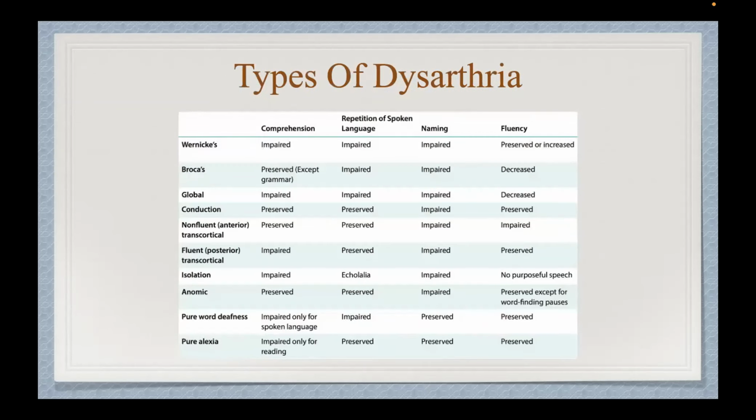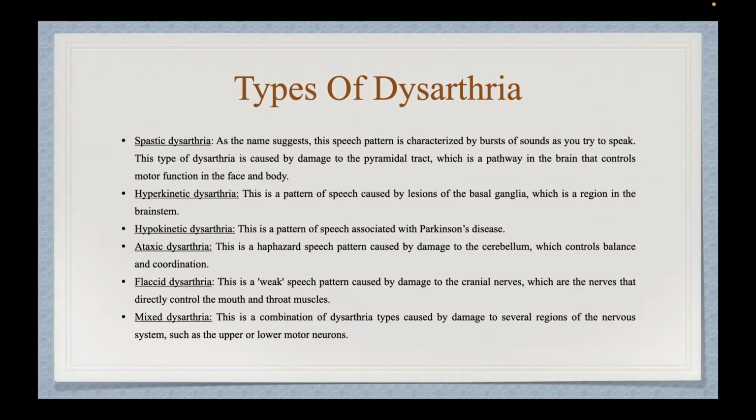The types of dysarthria, again, Broca's can be responsible. There are other factors as well. In conduction aphasia, it's the same picture actually: comprehension is preserved, language is preserved, naming is impaired, fluency is preserved.